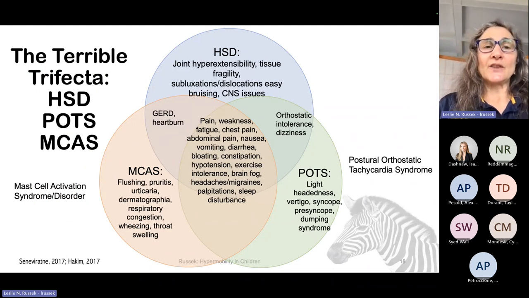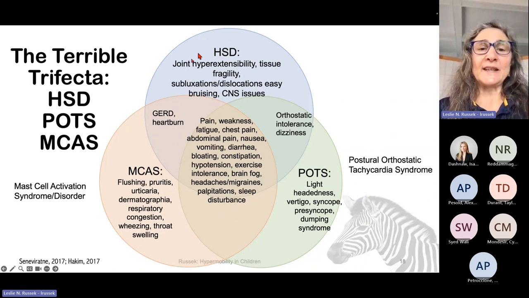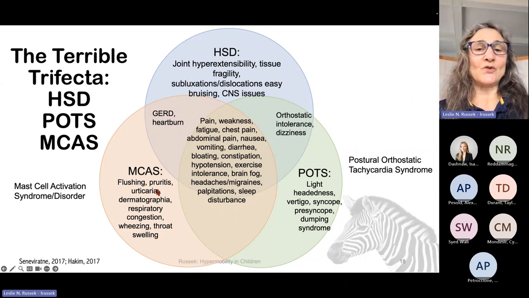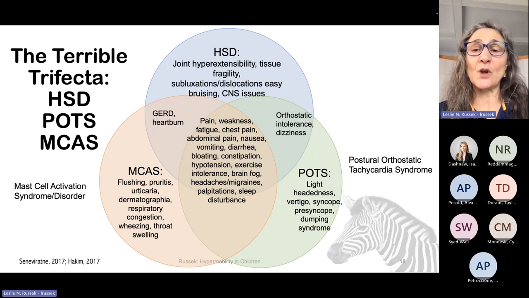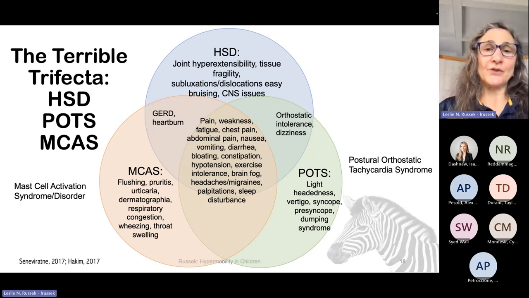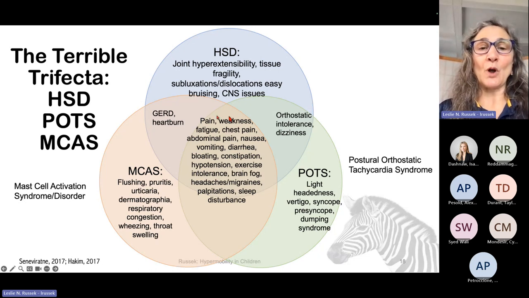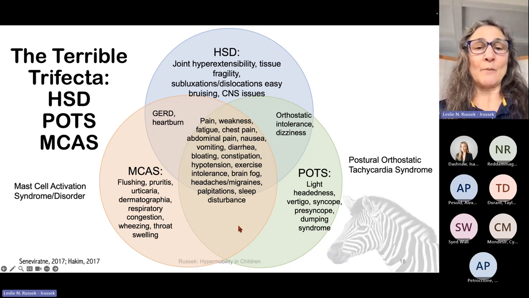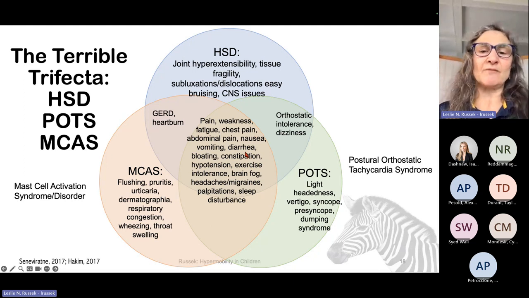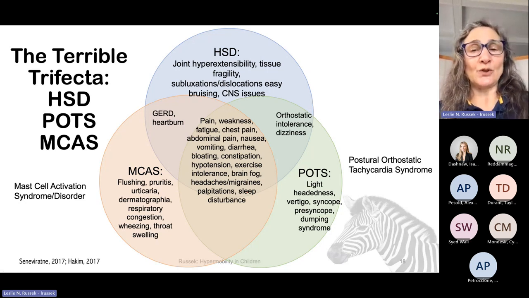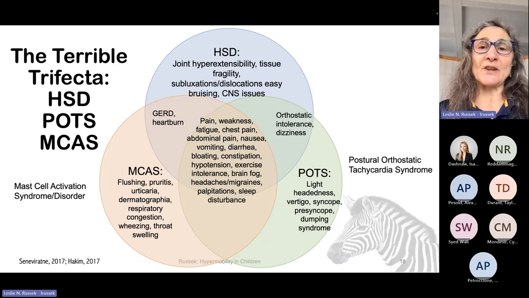In hypermobility, we call it the terrible trifecta: hypermobility, mast cell activation syndrome or disorder, I'll use those terms interchangeably, and postural orthostatic tachycardia. And these conditions frequently coexist. Probably 2/3 to 3/4 of patients who are hypermobile will also have POTS or MCAS. In the middle, you see there's a lot of symptoms that are common to all three of them. So if you see these, pain, weakness, fatigue, diarrhea, brain fog, headaches, you can't tell which of these three conditions it's due to. And then each of these conditions has their own special findings.